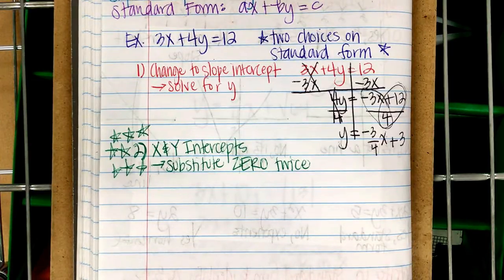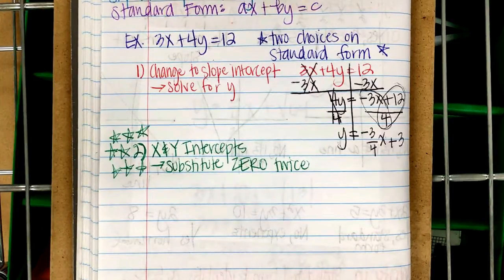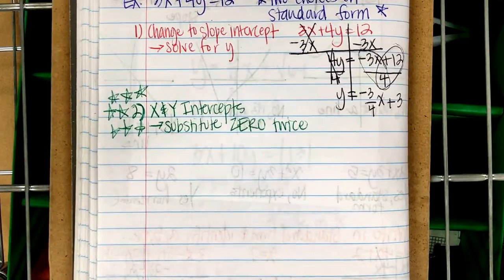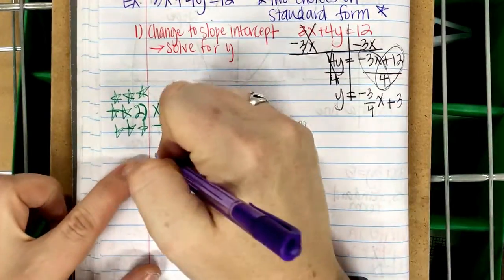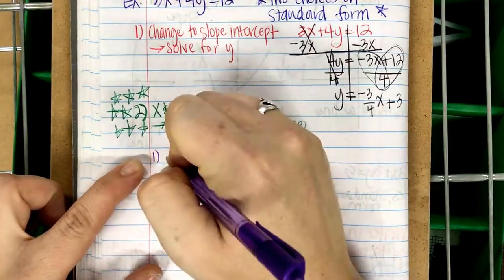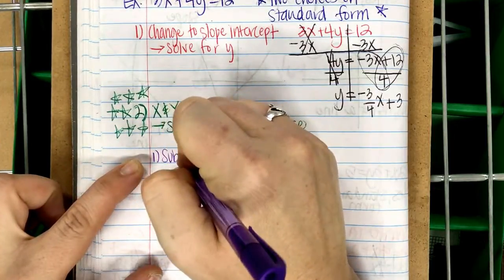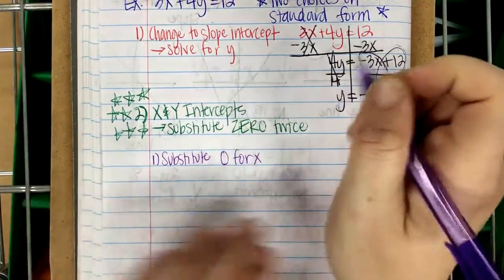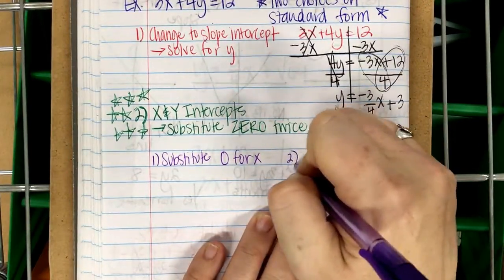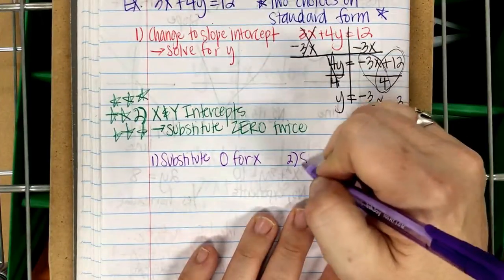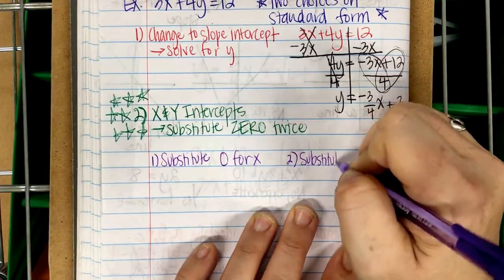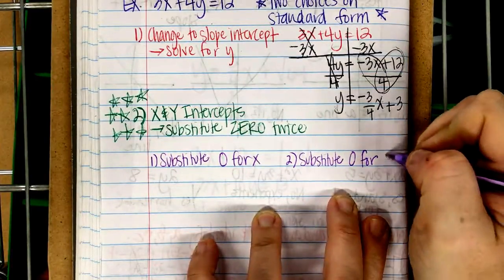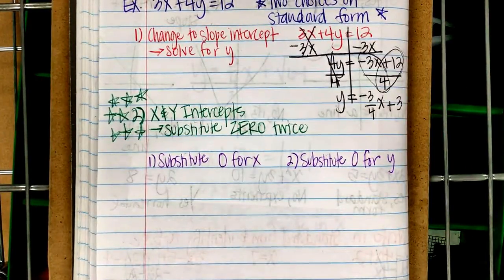To find the x and the y-intercepts, you substitute 0 twice. What does that mean? It means substitute 0 for x, and then we're going to do it again, but this time we're going to substitute 0 for, what do you think? Y. We're going to do this twice.